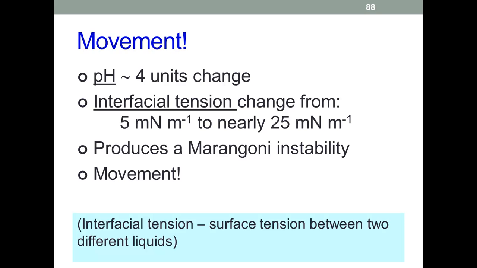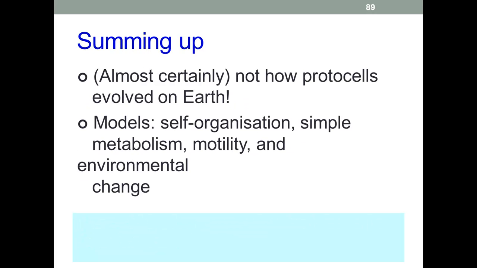We also see a change in something called the interfacial tension, which is effectively a surface tension between 2 liquids. Quite a significant change, which produces one of the Marangoni instabilities we talked about, I think, in the first video. And we get movement. So we get our protocell metabolizing and whizzing around its little environment and producing small changes in the environment in terms of the pH.